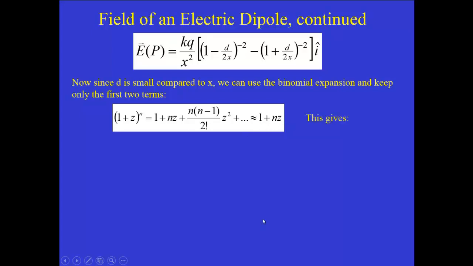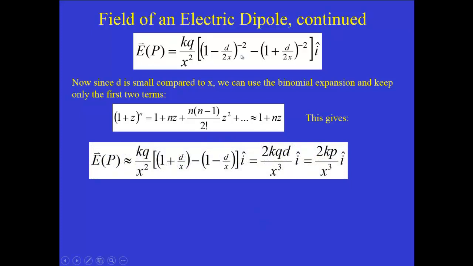So what will that do with our terms for the electric field expression? The first term will give us 1 minus negative 2 times d over 2x, which becomes 1 plus d over x. The second term similarly gives us 1 minus d over x. There's a minus sign in between, and so this simplifies to give 2kqd over x cubed in the i-hat direction. We shouldn't be surprised that the overall result is in the i-hat direction because the positive term had a larger magnitude than the negative term. Here you can see this product qd appears in the numerator of this expression, and this is why we give it its own special name.